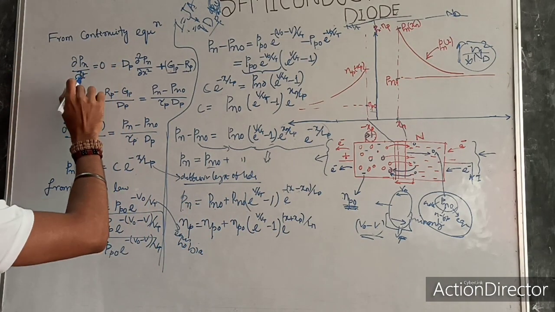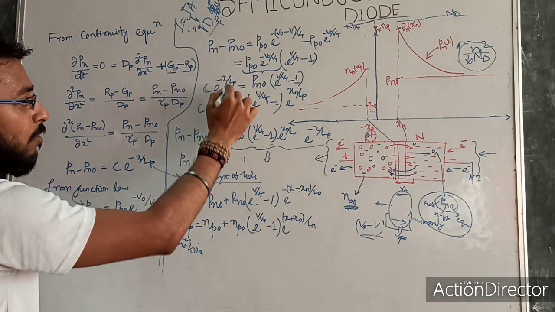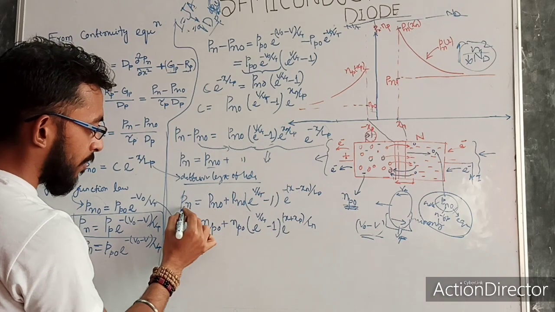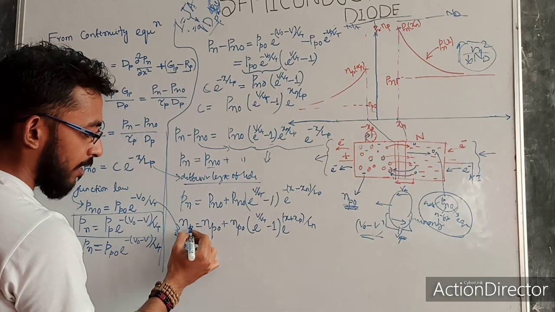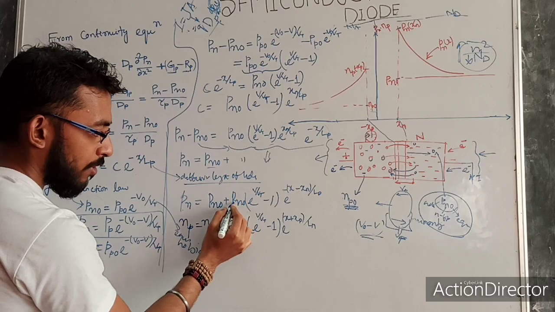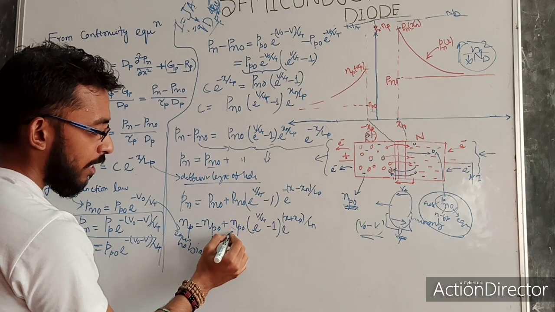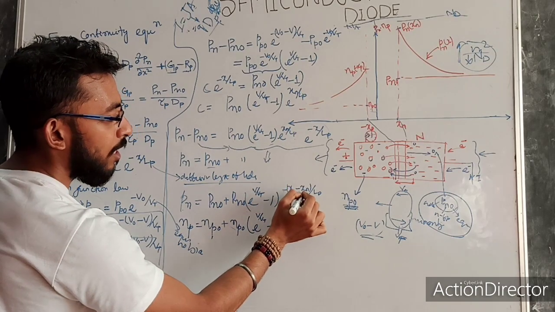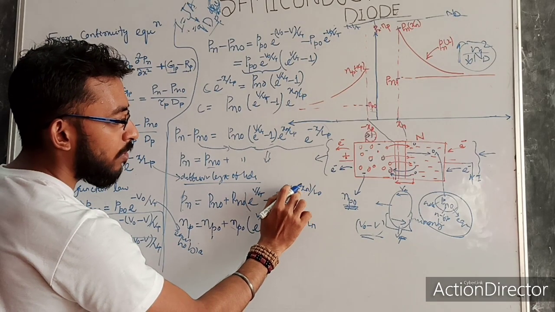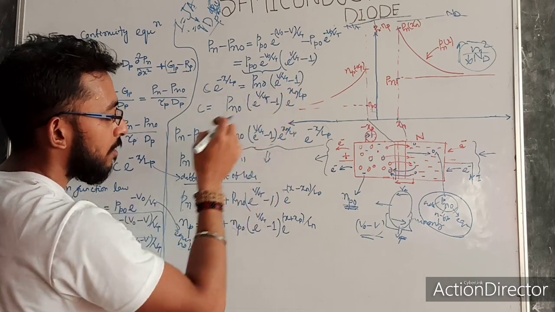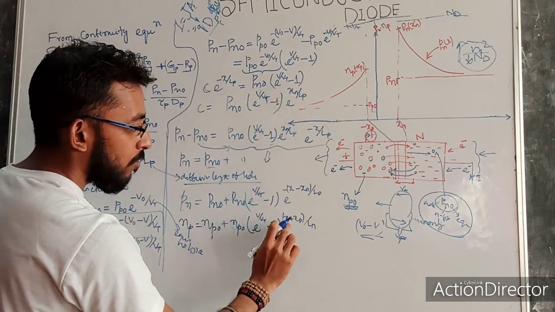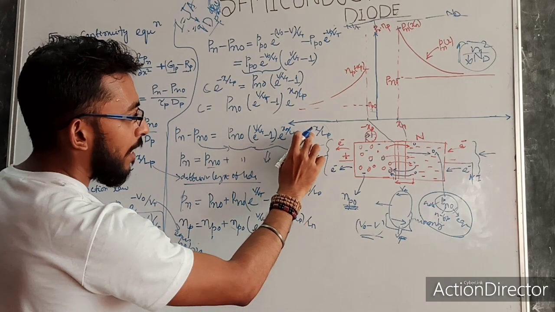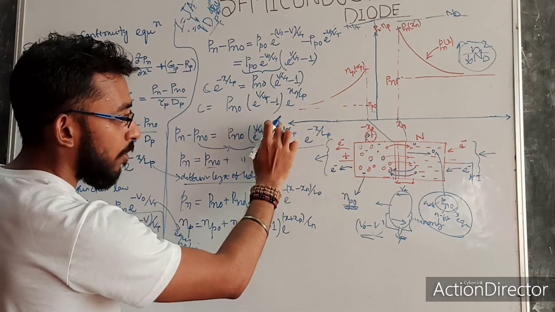The same way that I found Pn, in place of Pn I have to write Np. Then again I will do the same process, all the same, just in place of xn, I will write minus xp. So I will get Np, which is nothing but Np naught, same, just in place of Pn I am putting Np, times e power V by Vt minus 1. Just in place of xn, what am I going to write? I am going to write minus xp. So it will become x plus xp. It was only minus x plus xn, and now plus xp.